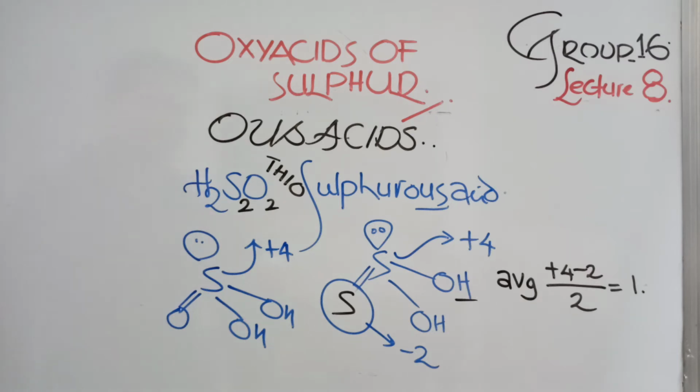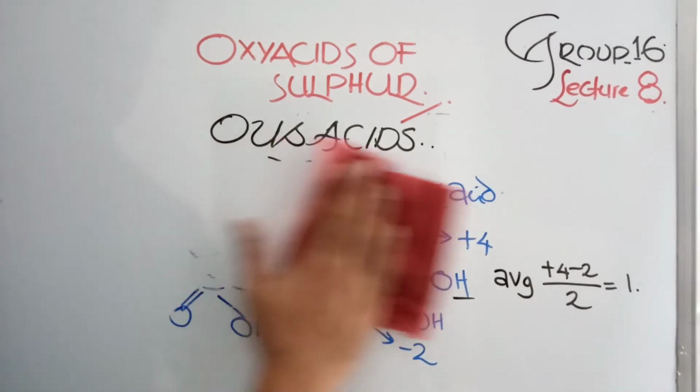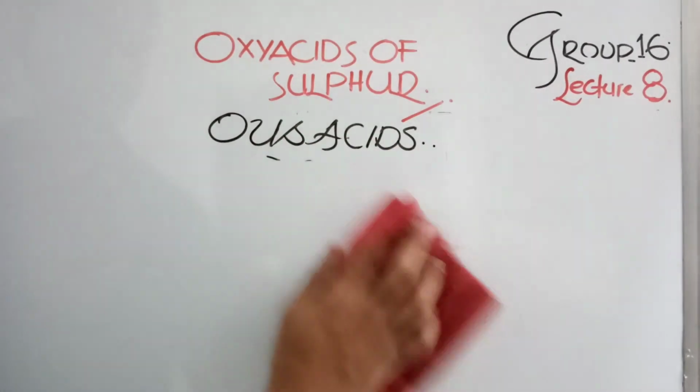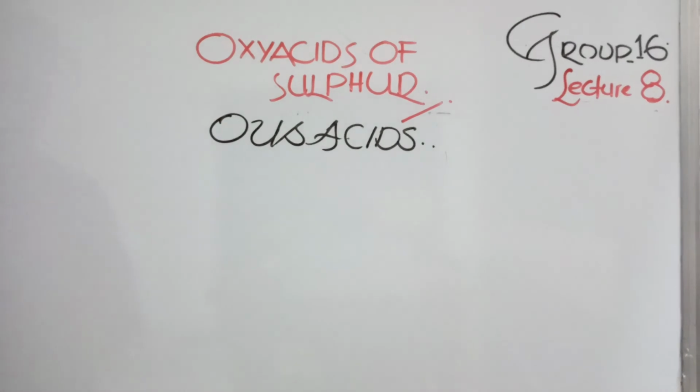One sulfur is with +4 as usual. One sulfur is with -2. That is interesting. They can ask you a question based on this. So three acids we have discussed, two in ous acid series, sulfurous and thiosulfurous. Next is in ous acid series, we'll go with the next one, that is H2S2O5.